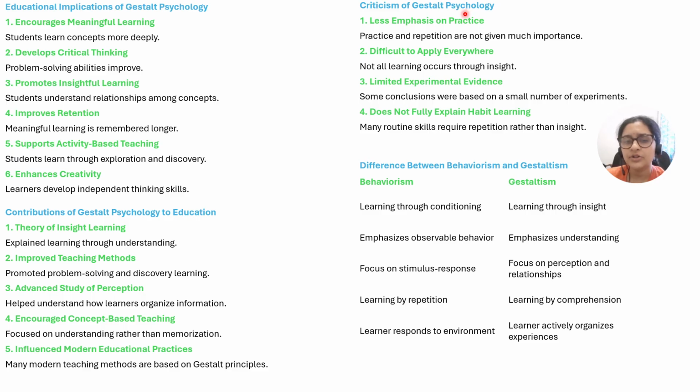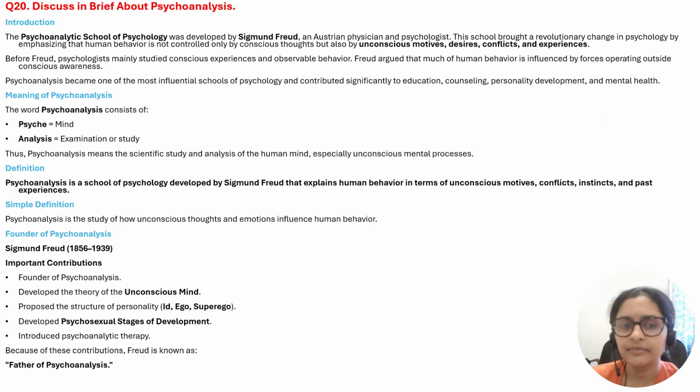What are some of its drawbacks? It places less emphasis on practice. Okay, that means practice and repetition are not given very much importance. Then difficult to apply everywhere. Not all learning can occur through insight. Suddenly you can't get knowledge in all situations. Then limited experimental evidence, and it does not fully explain habit learning.